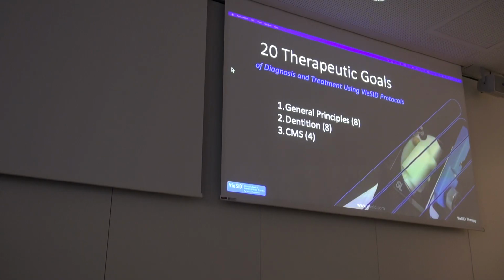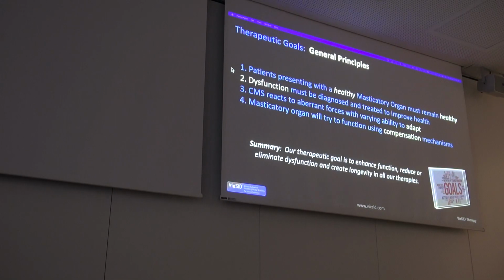And from there, we're going to expand that to review the major principles from the basic curriculum. So what I've done is I've taken general principles that Lisa and Professor Slavicek had spoken about, 8 of those that are basically relating to the dentition, and 4 to the craniomandibular system. So the first thing we're going to look at are the general principles, and the most general is the first. Patients that present with a healthy masticatory organ must remain healthy.